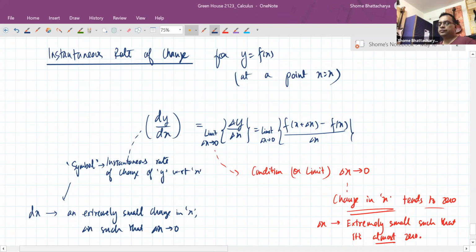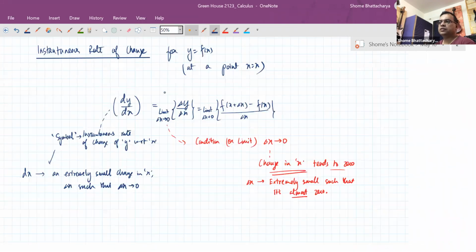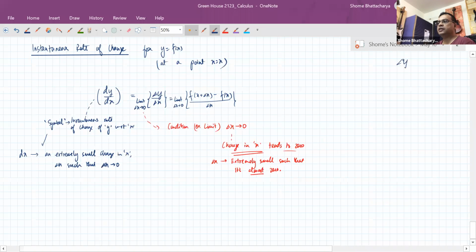And representing change in the form of dy by dx is not applicable for the average rate of change of a function. That is the difference between saying delta y by delta x, which is the average rate of change, whereas dy by dx is the instantaneous rate of change. Understood? So two different symbols we are using for the two different types of rate of change. Now what I've written on the right hand side is the definition of dy by dx. But what dy by dx itself is, it is instantaneous rate of change.